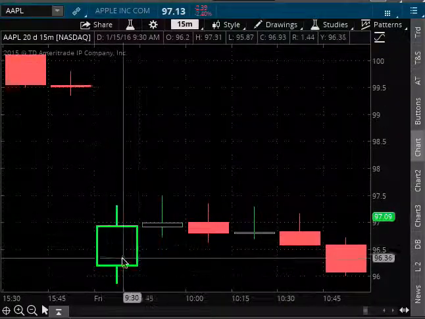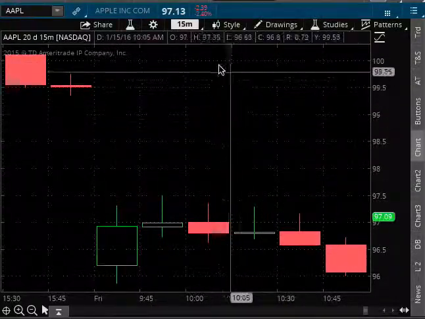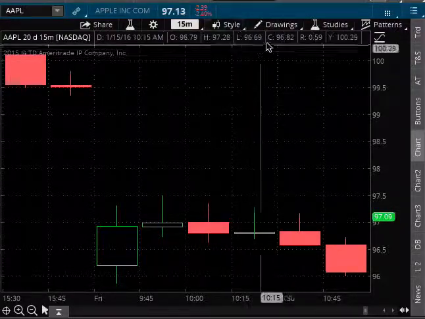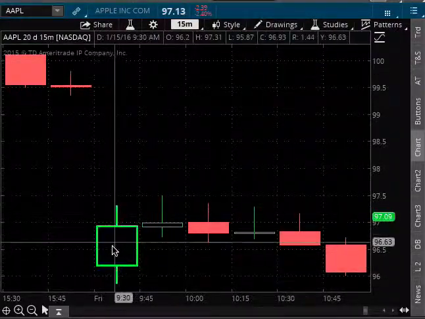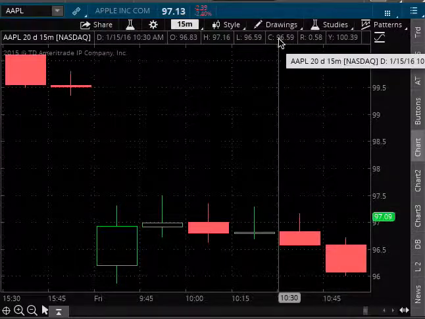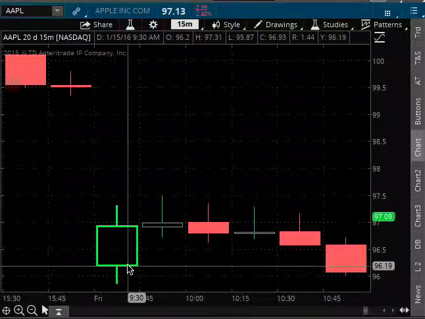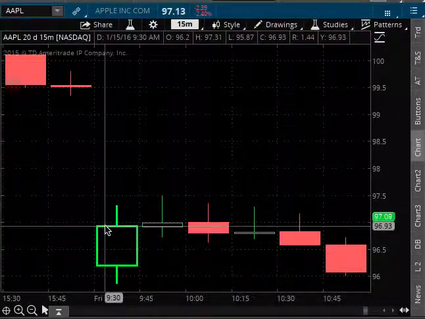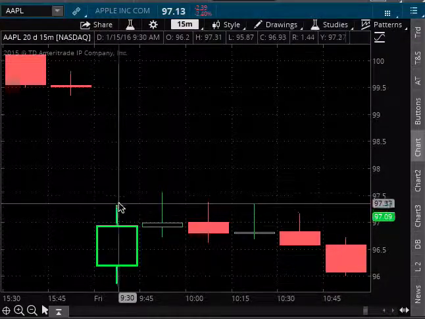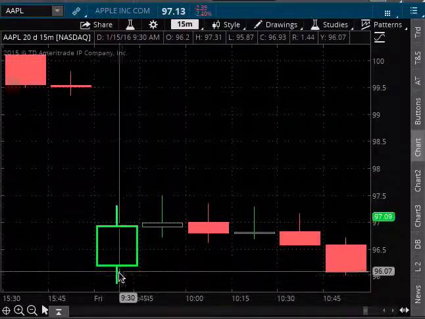The high means how high did the candle go. The low represents how low did that candle go. The close, again, represents where we closed at. So this is the open, this is the close, this is the high, and this is the low.